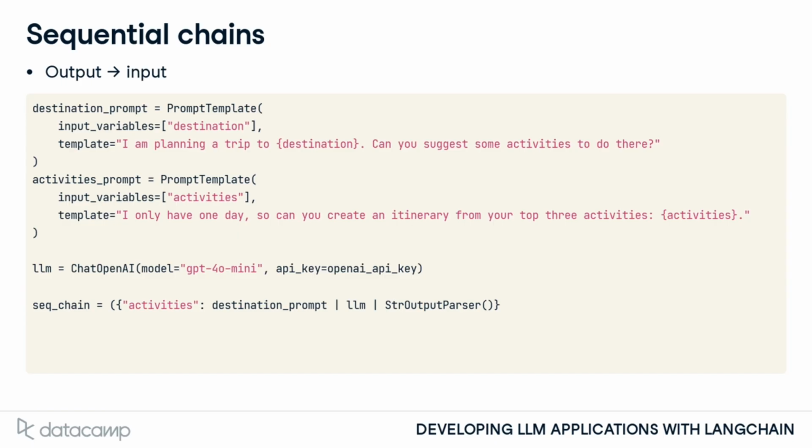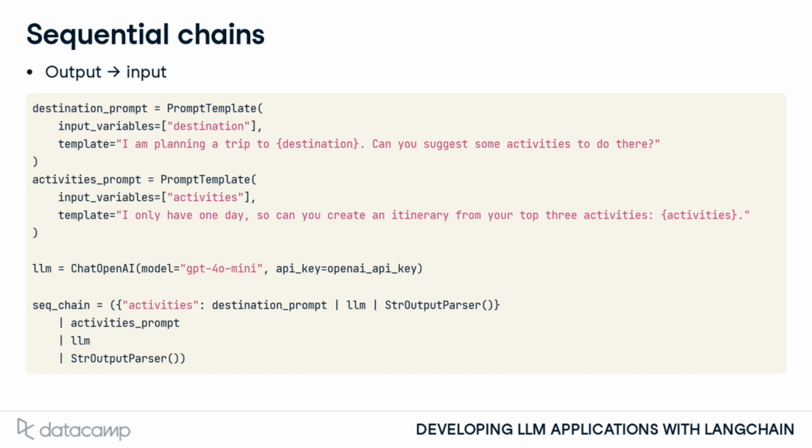This gets assigned to the activities key, which is important, as this is the input variable to the second prompt template. We pipe the first chain into the second prompt template, then into the LLM, and again parse to a string. We also wrap the sequential chain in parentheses so we can split this code across multiple lines.